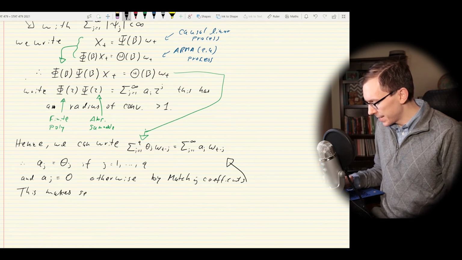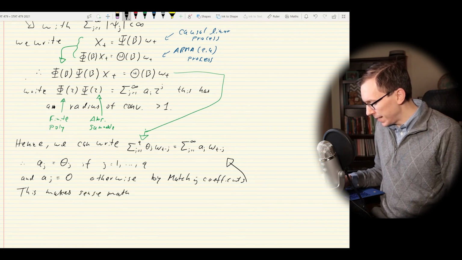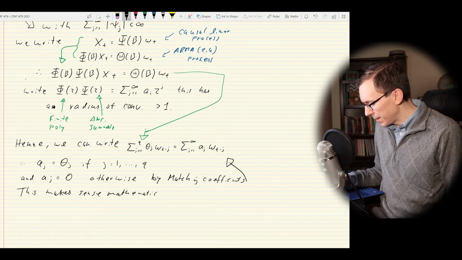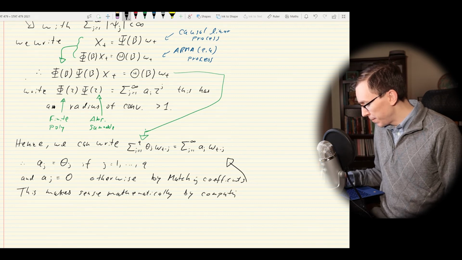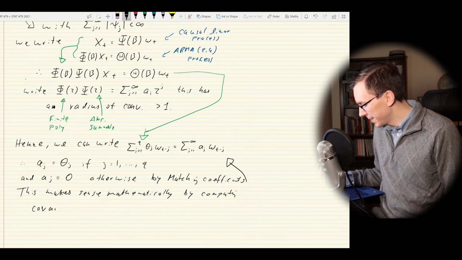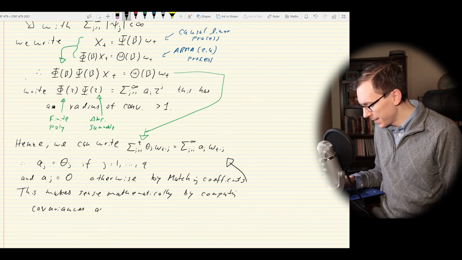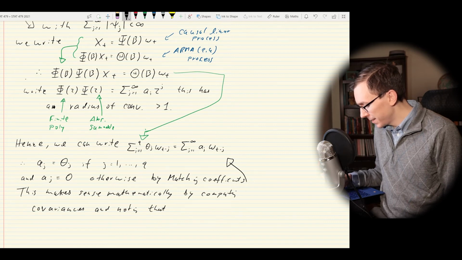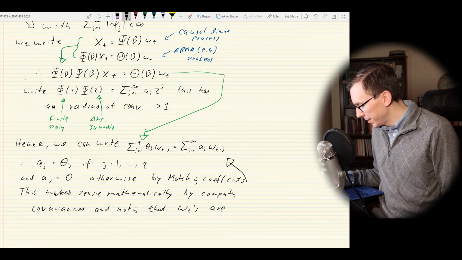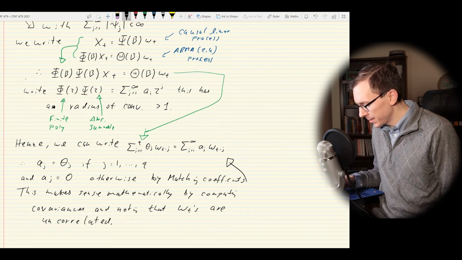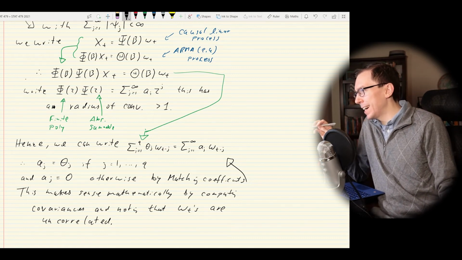So I'll say this makes sense mathematically by computing covariances and noting that the WTs are uncorrelated. So there is an actual mathematical reason why it makes sense to do that.